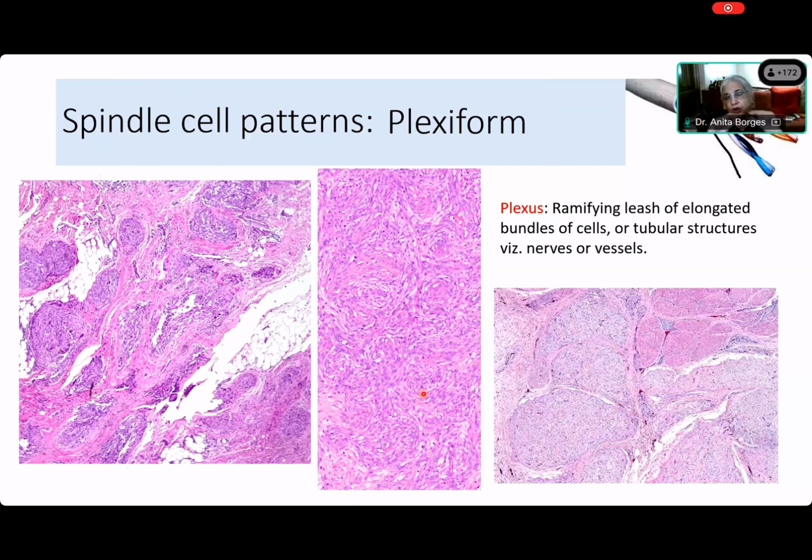All that you need is a long structure. But because spindle cells have an elongated structure, they can also be seen as a plexus. So it's a ramifying leash of elongated bundles of cells or tubular structures such as nerves or blood vessels. Very good, Saida. You have been able to do this.